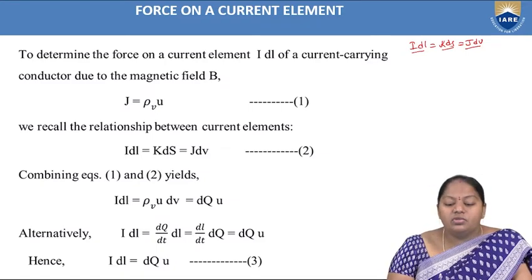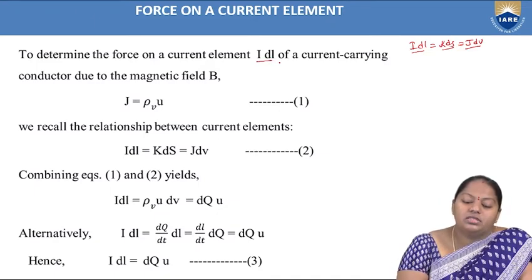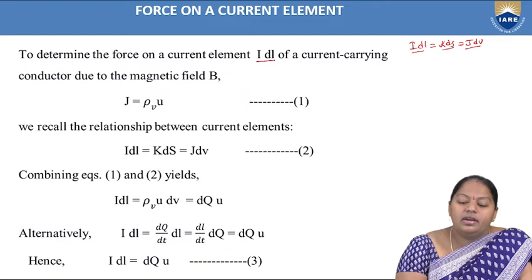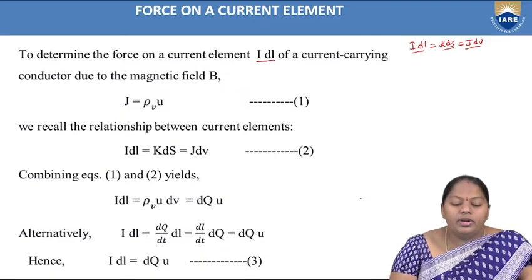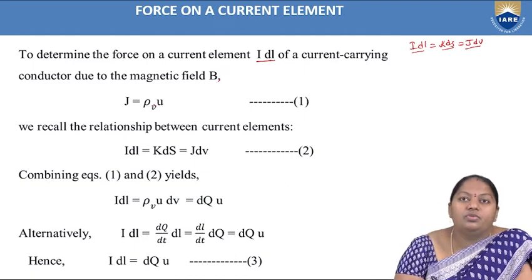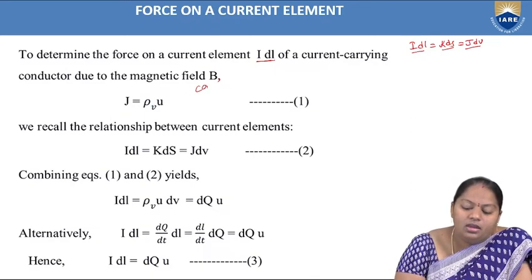So to determine the force on a current element, that is IDL, the first one, of a current carrying conductor, with only one line direction, hence we have considered the line current element as IDL. To determine the force on a current element IDL of a current carrying conductor due to the magnetic field B, first we use J equal to rho V into U. This is the equation which we get from the convection current density.